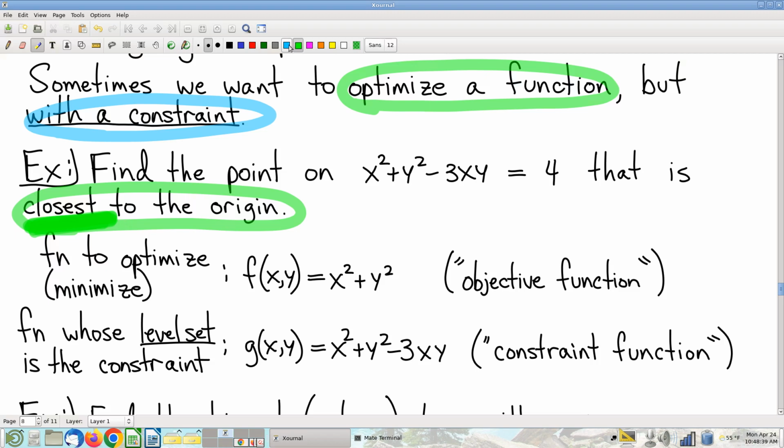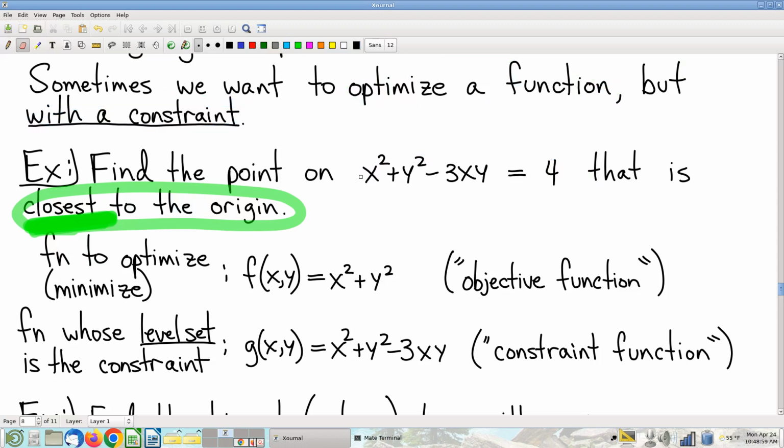There's the function we want to optimize. Here's the constraint. I'm not looking at all points. I want to look just at points on this curve, just at points that satisfy this equation. So this is what we call a constrained optimization problem. And if you think about it, boundaries are constraints because you're constrained to being on that boundary curve.